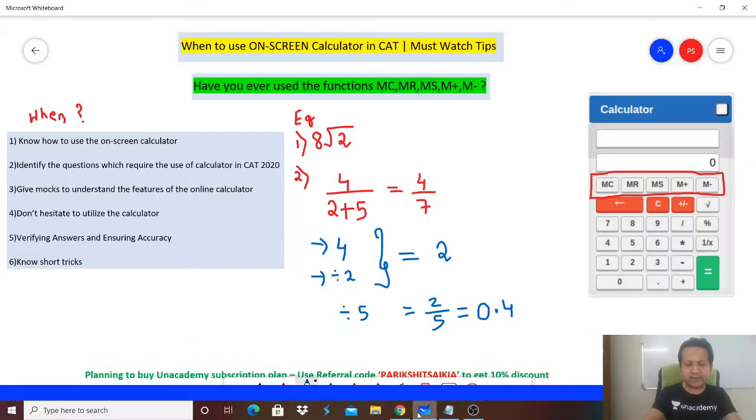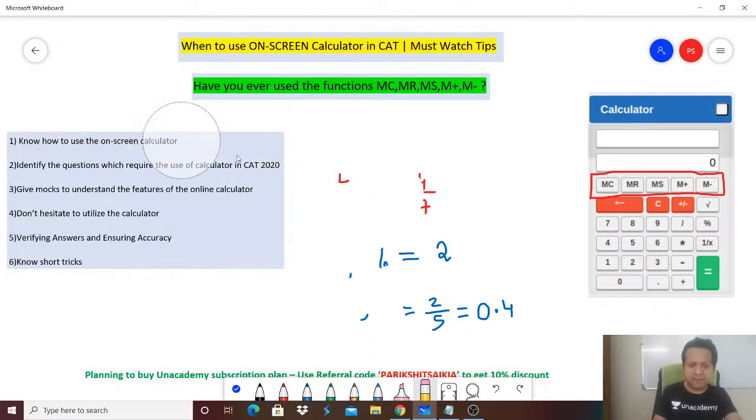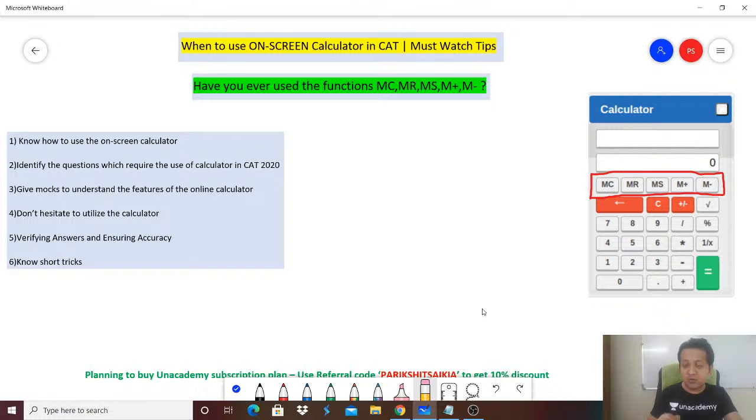Okay. Now I think you get the point. Now I think you get some of the basic mistakes that students often make, right? So first, you cannot be making these mistakes. That's point number 1. Now point number 2 is identify the questions which actually require the use of a calculator in CAT 2020.